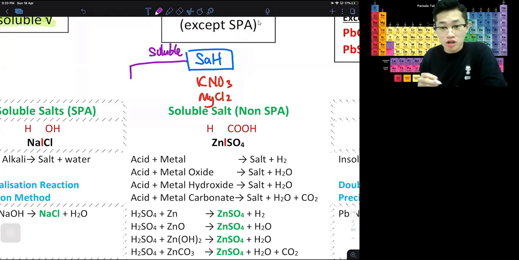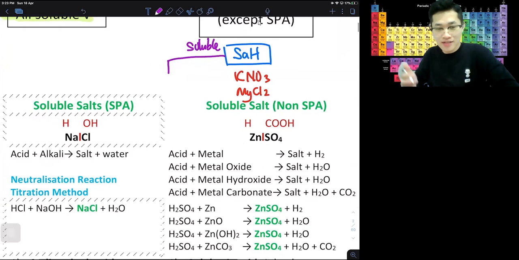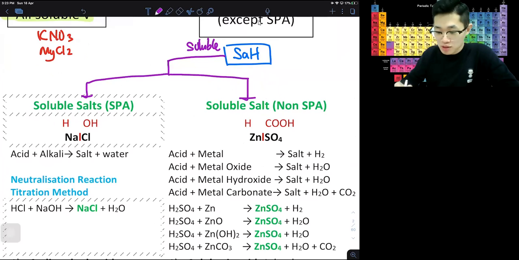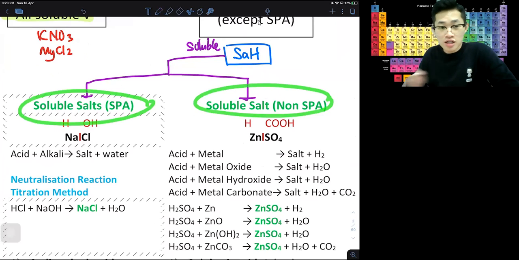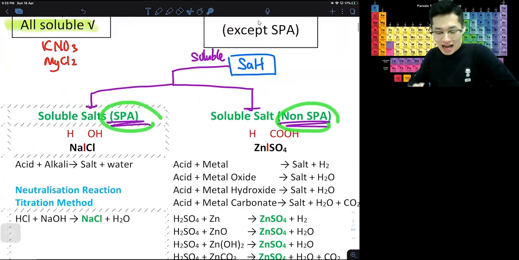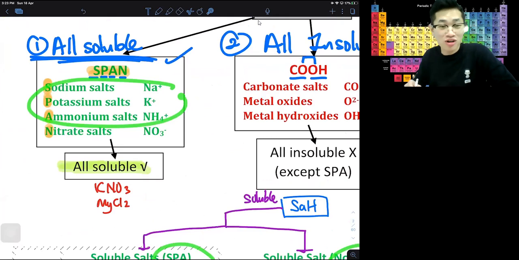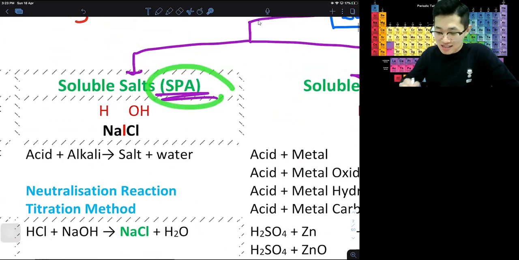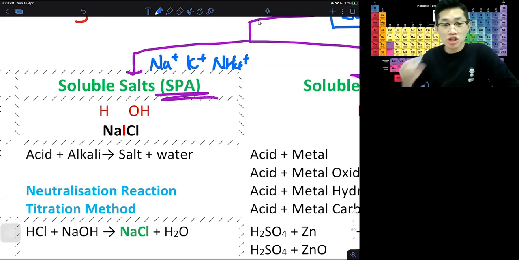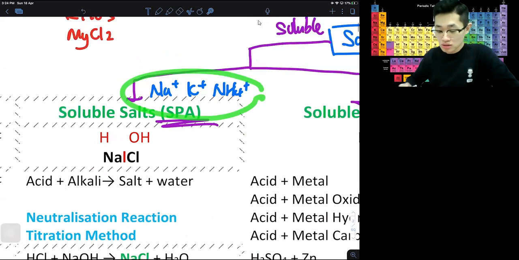So if the salt is soluble, it goes to the left hand side and then hop 1, 2. We have 2 types of soluble salt. Can you see? SPA and non-SPA. What is SPA and non-SPA? SPA is sodium, potassium, ammonium, which is Na plus, K plus, NH4 plus.